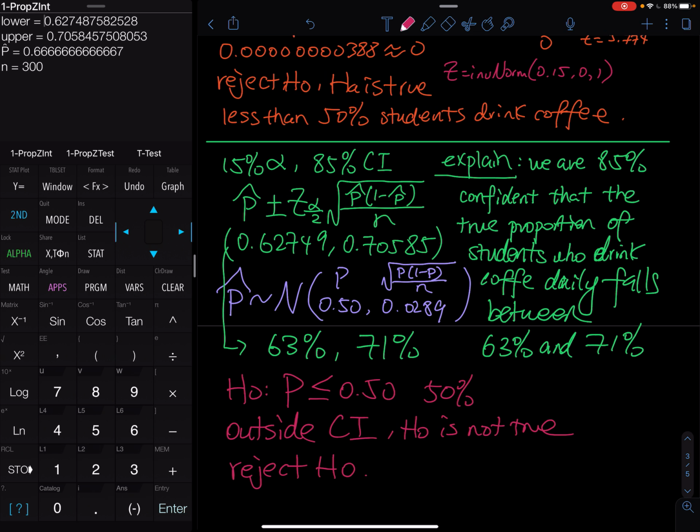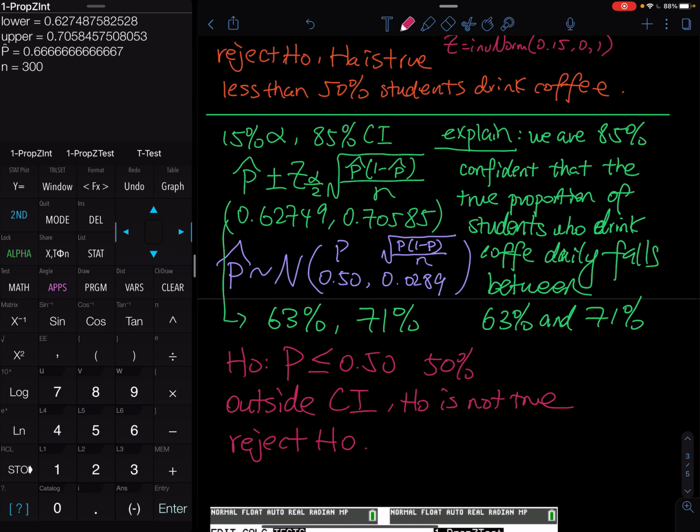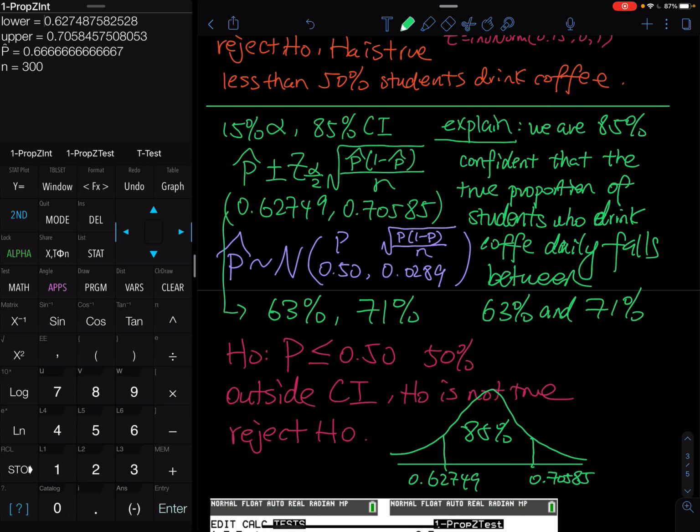For the confidence interval, in case your homework asks you to sketch a picture, here is the picture. You sketch a bell curve, and then you have a lower cutoff and upper cutoff. You have 85% right in the middle, and then you have the lower limit 0.62749 and upper limit 0.7585. What is in the middle of the curve? In the middle of the curve, you have a p hat, because that is your point estimate. Your p hat is equal to 200 out of 300. And they might want you to put this in decimal.